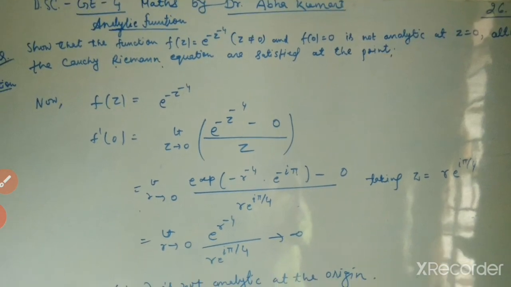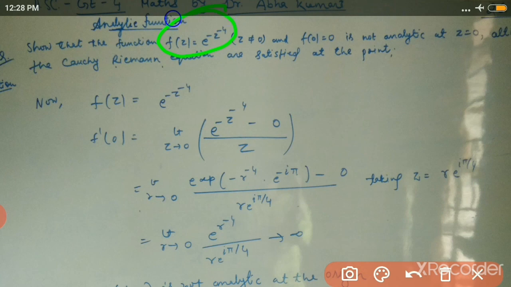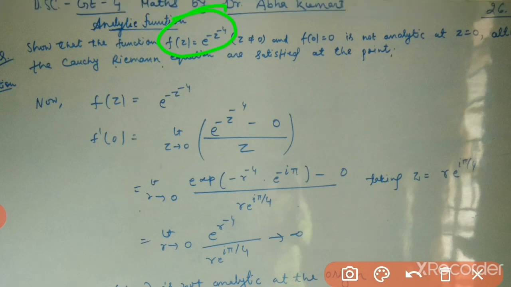Now f(z) equals what? e to the power minus z to the power minus 4. It is given, so we write it like this. So f dash 0, what do we have to find? The derivative. If the derivative goes to infinity, then we say that the function is not analytic. And if f dash 0 exists and we get some value, then we say that the function is analytic. So f dash 0 equals what?